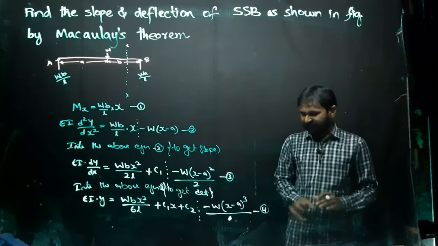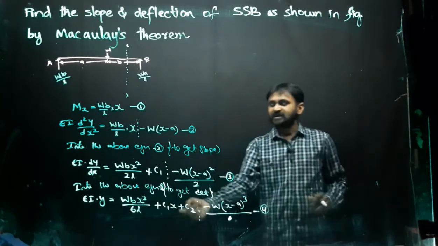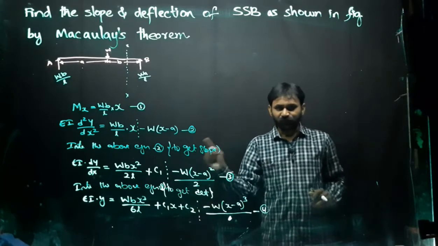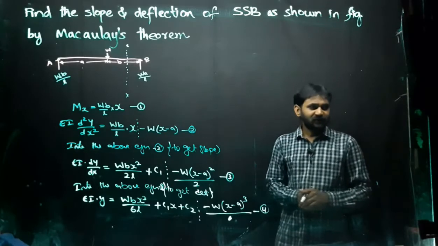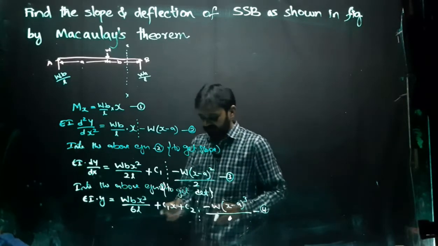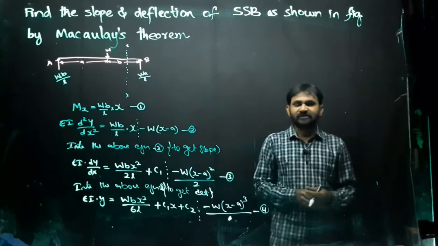But in this particular equation, I got C1 and C2. What are C1 and C2? C1 and C2 are the constants. So we have to eliminate the constants. We have to eliminate C1 and C2. By applying some boundary conditions, we can eliminate C1 and C2.